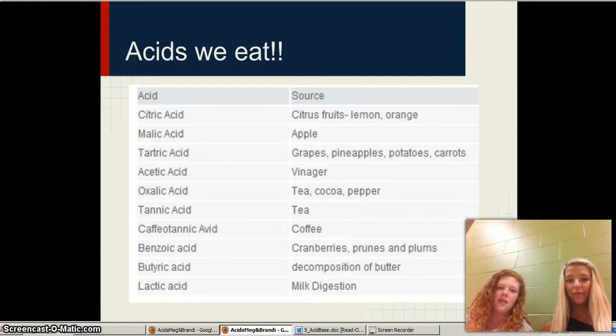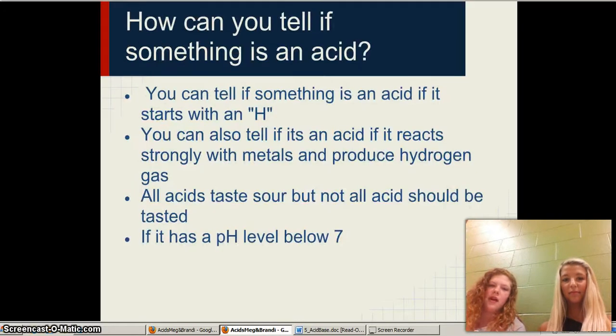Here are some foods that you eat that contain acids, such as lemons, oranges, apples, grapes, carrots, vinegar, pepper, coffee, cranberries, and like milk. You can tell if something is an acid if it starts with H. You can also tell if it reacts with metals and produces hydrogen gas. All acids taste sour, but you should not taste most of the acids. And if it has a pH level of 7 or below, it's an acid.